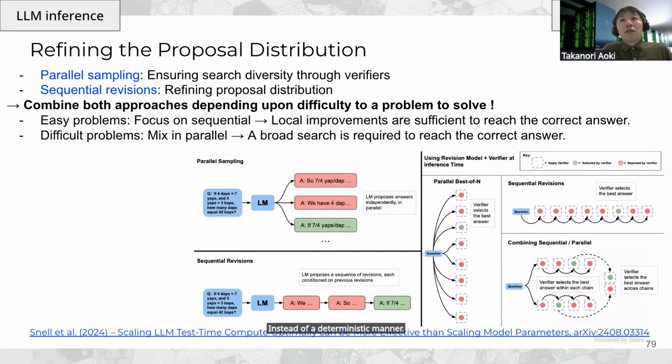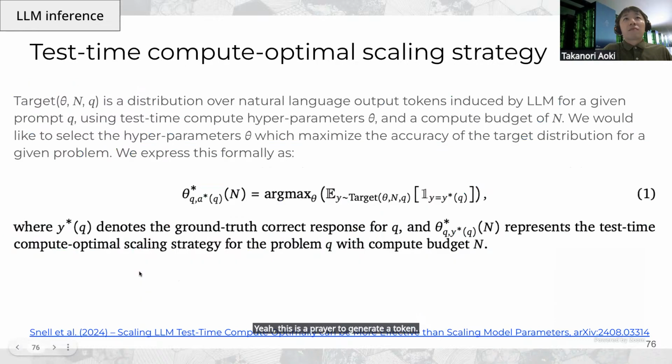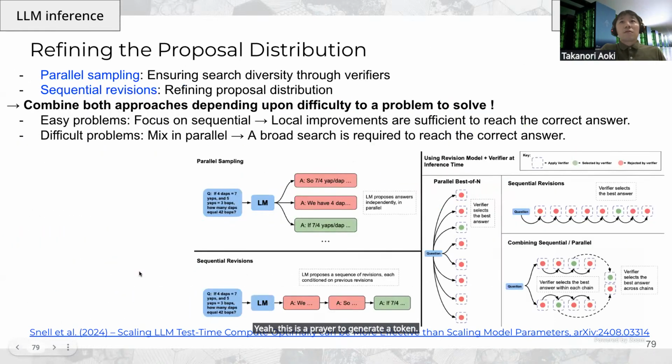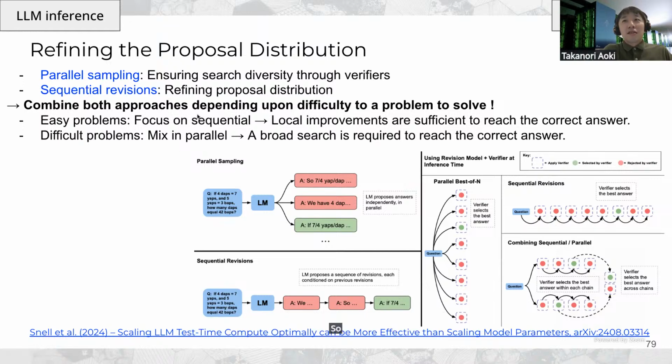Yep. So next one is about the proposer. So the proposer is, okay, let's go back. So yeah, this is the player to generate tokens. Mainly three approaches are proposed. First one is parallel sampling. So this is just picking different outputs, and eventually picking the best one. This provides diversity.